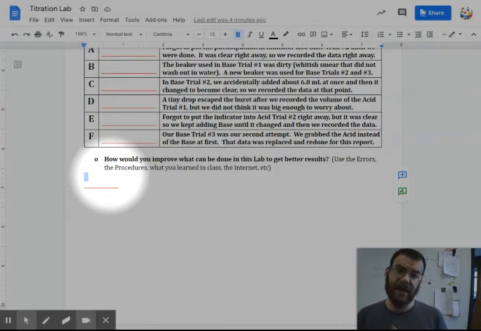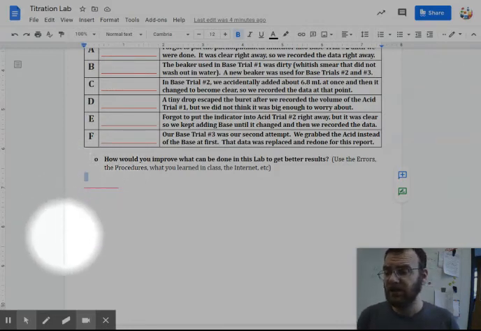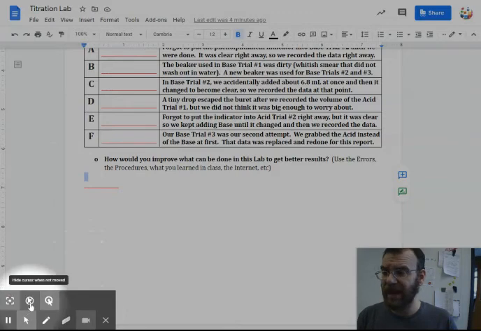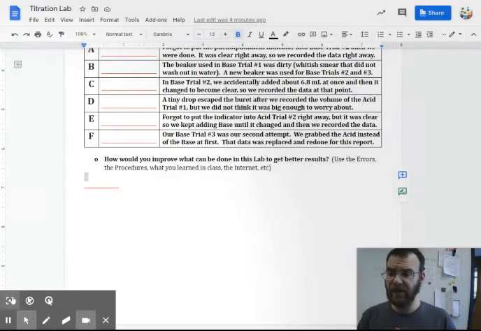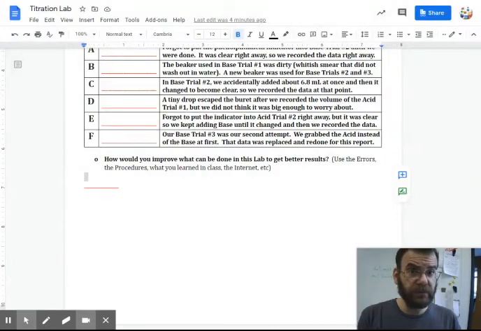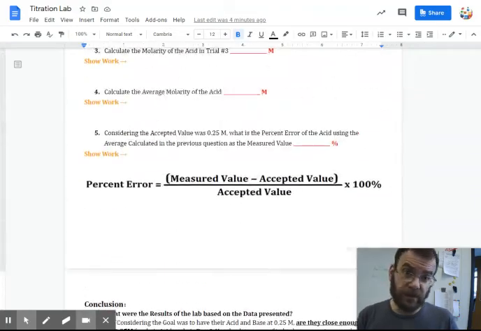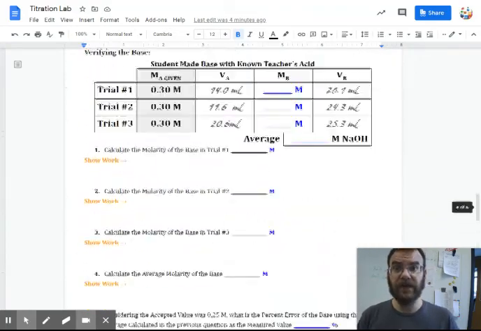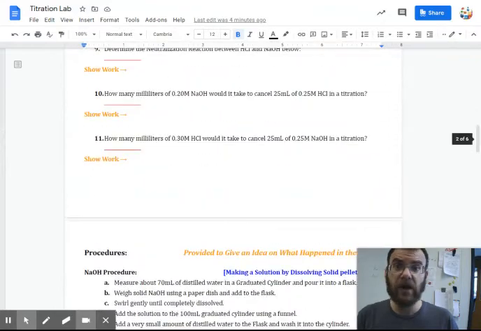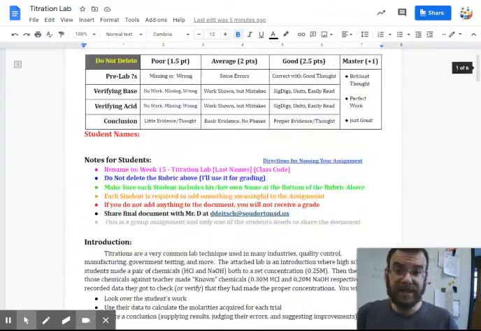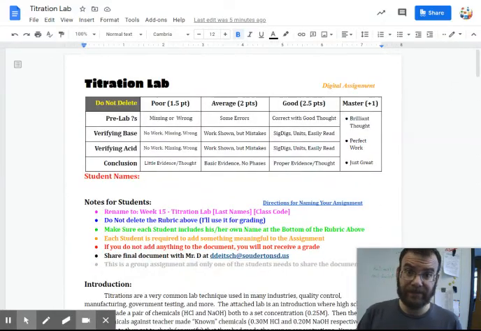So you can look at the errors, you can look at the procedures, you can look at all sorts of stuff like that, but you want to make sure that what you do is the best of your combined abilities, and that you check each other's work. You communicate with each other either using comments on your document or by meeting in Zoom or a Teams meeting.